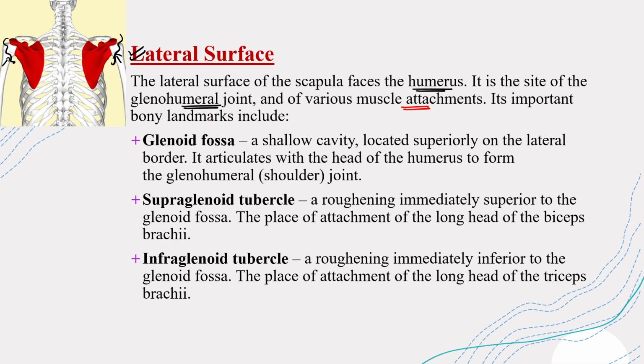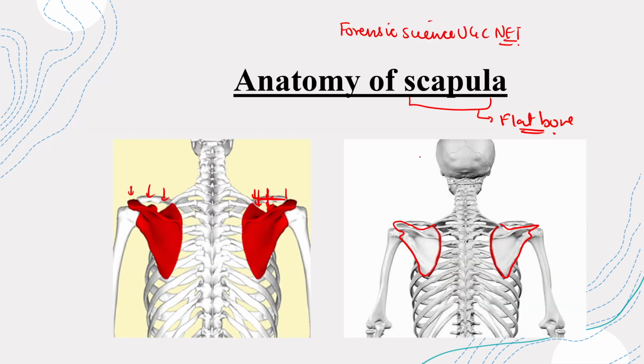Now talking about landmarks, we have a few landmarks here as well. The first landmark is the glenoid fossa, then the supraglenoid tubercle, and then the infraglenoid tubercle. What is the glenoid fossa? It is a shallow cavity located superiorly in the lateral border. We are talking about the lateral surface at this moment. It is located at the lateral border of the scapula, and it articulates with the head of the humerus.